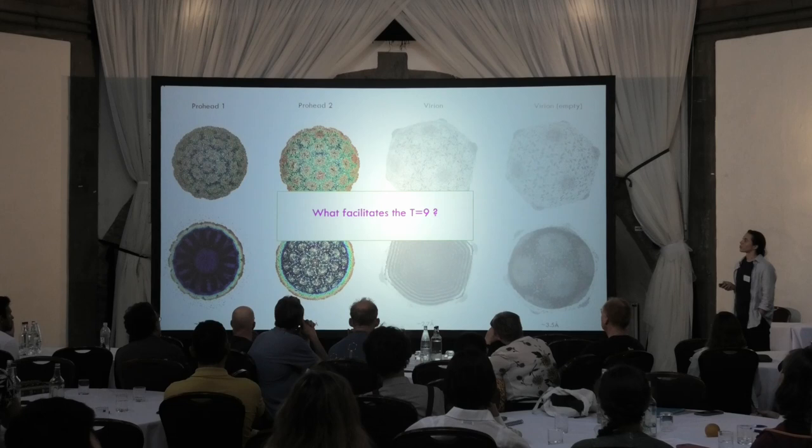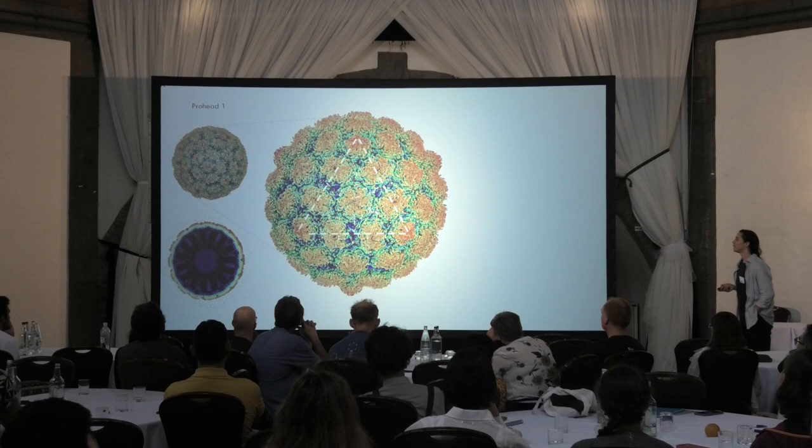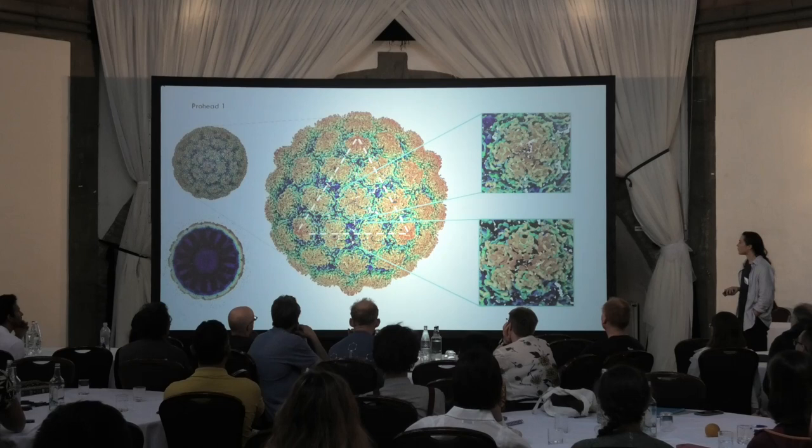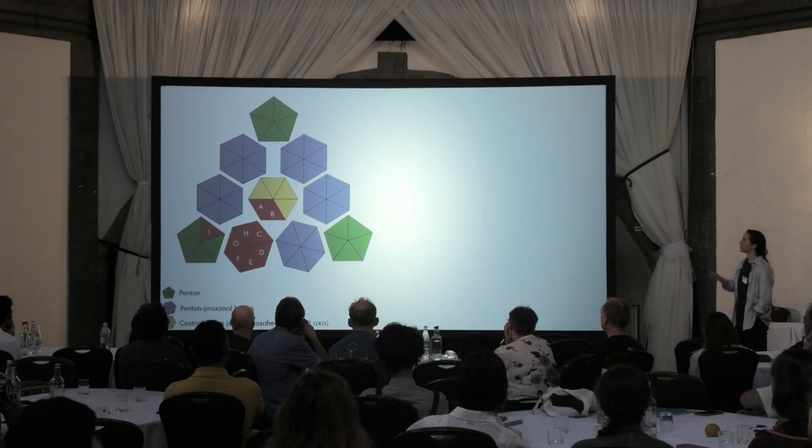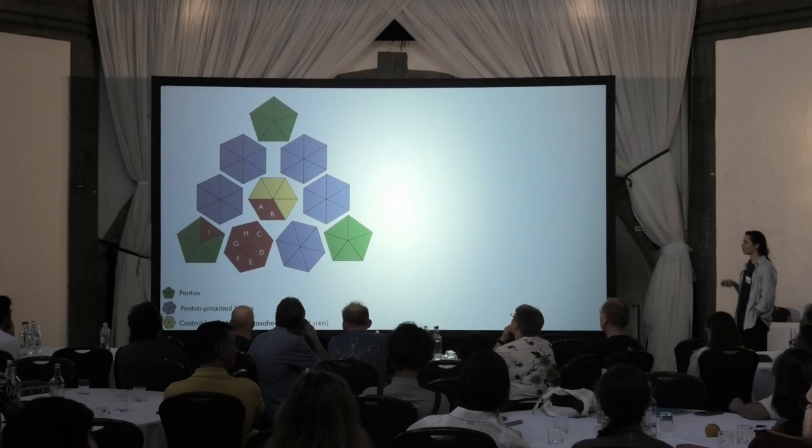Alright, so a bit bigger view of Prohead 1 here. I have it centered on the icosahedral threefold here. The dashed lines connect the pentons. And like Oliver introduced us to, we see two different types of hexons, interestingly, with different shapes. Animation went a bit faster, but that's okay. So, same orientation of the capsid. We just have a schematic of it here. So, we have our pentons, and then these two different types of hexons.